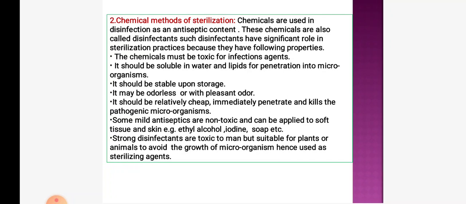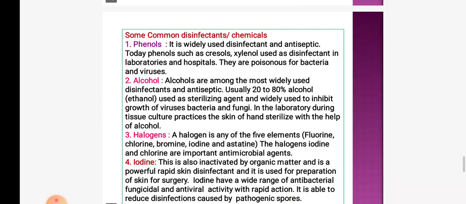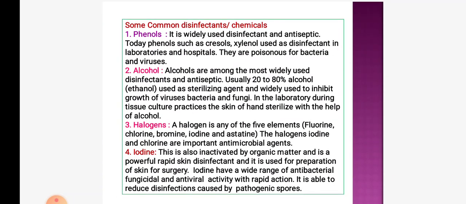Strong disinfectants are toxic to man but suitable for plants and animals to avoid growth of microorganisms. So they are called sterilizing agents and used as sterilizing agents. Then some chemicals or disinfectants are used for sterilization. We will see one by one. Phenols. It is a widely used disinfectant and antiseptic. Today phenols like cresols, xylenols are used as disinfectants in laboratories and hospitals. They are poisonous for bacteria and virus.